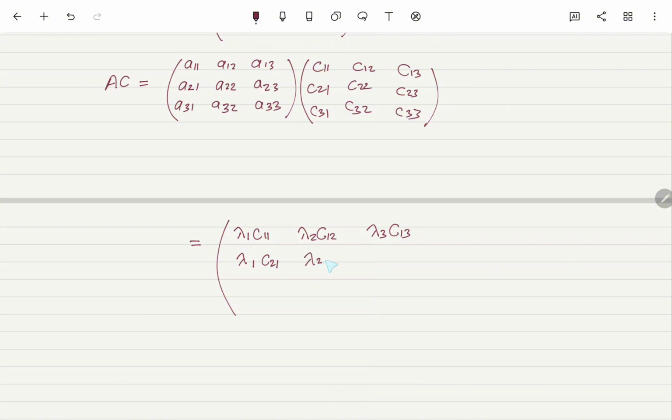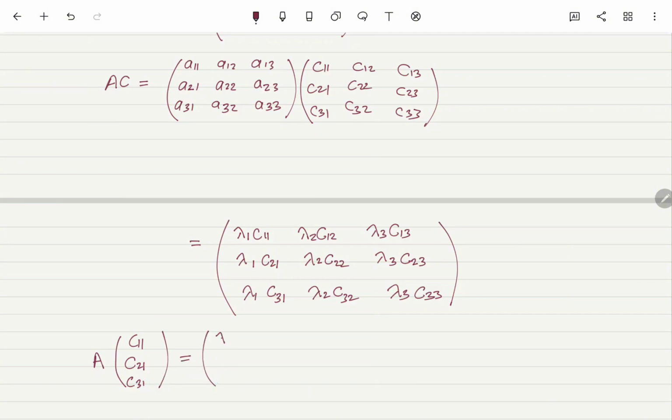So lambda 2 C22, lambda 3 C23, lambda 1 C31, lambda 2 C32, lambda 3 C33. Now, since A times C11, C21, C31 is equal to lambda 1 C11, lambda 1 C21, lambda 1 C31, we get similar results for column 2 and column 3.